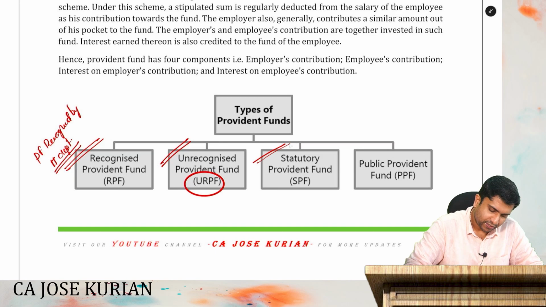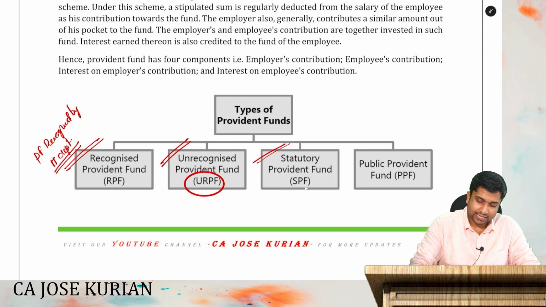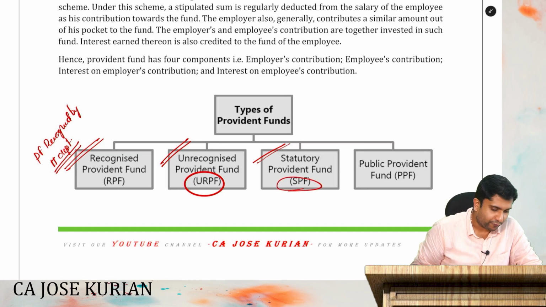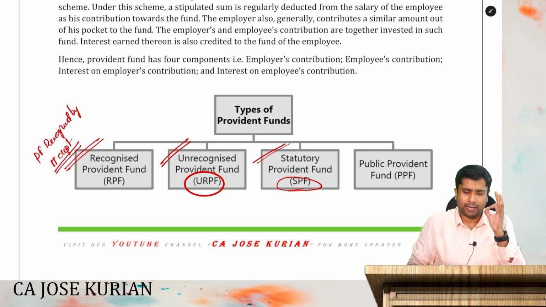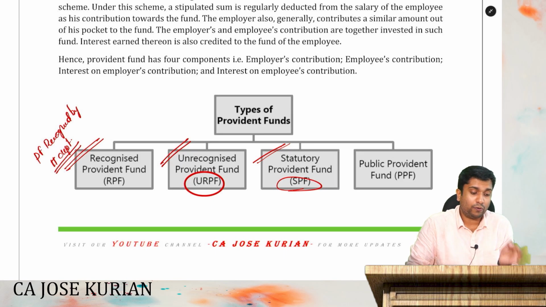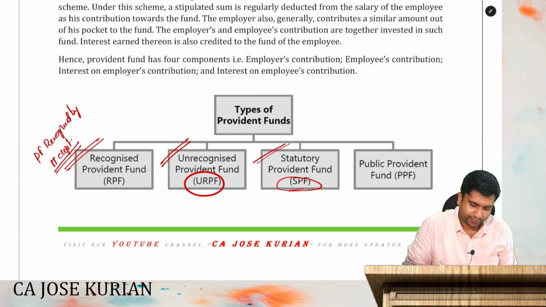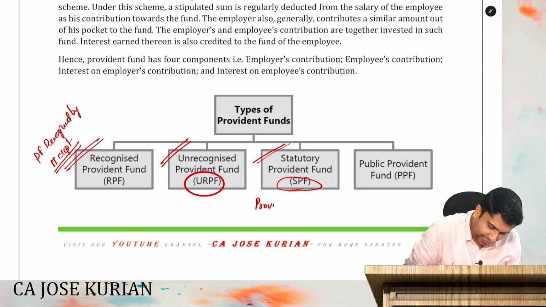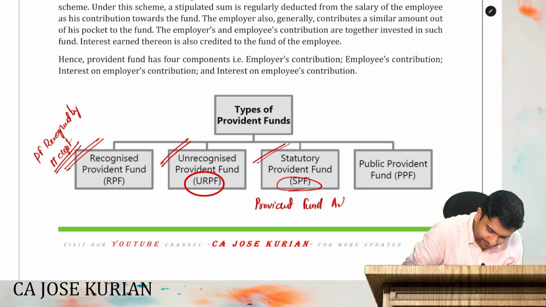Next is Statutory Provident Fund, alias SPF. What is Statutory Provident Fund? Statutory Provident Fund simply means a Provident Fund which is maintained by the Provident Funds Act 1925. A Provident Fund which is maintained by the Provident Funds Act 1925 is said to be a Statutory Provident Fund.